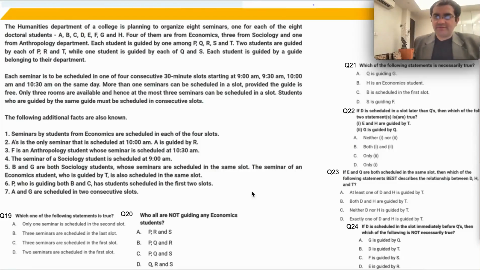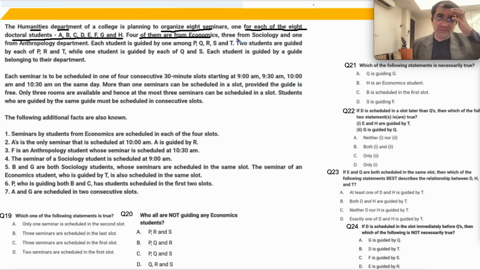Last set of this paper. It's a characteristic distribution based set. Humanities department is organizing 8 seminars, one for each of the 8 students, A to H. 4 are in economics, 3 are in sociology, 1 is in anthropology. So there's a distribution based set.